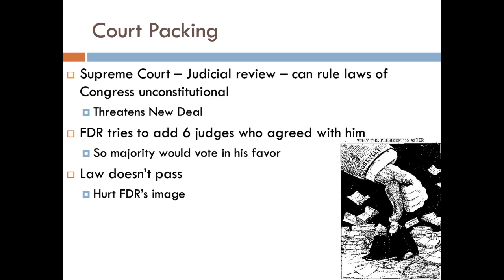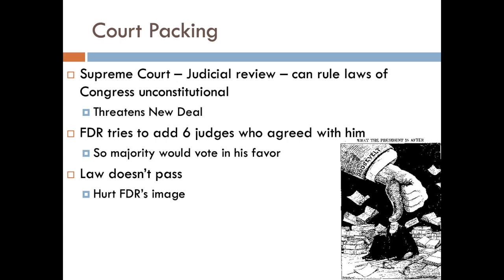The Supreme Court can rule laws of Congress unconstitutional. This threatens the New Deal because he's losing some of these alphabet soup programs, as they're deemed unconstitutional. It's giving too much power to the federal government. They're controlling prices. They're controlling wages. Again, the idea is to try to boost the economy and get people jobs, but the fear is it's giving too much power to the federal government.